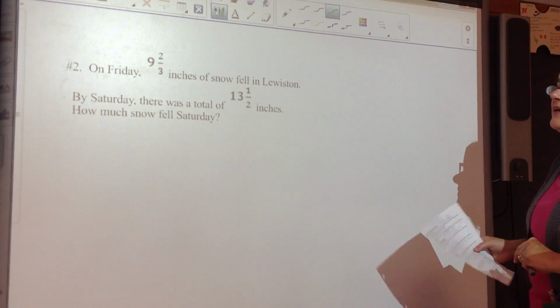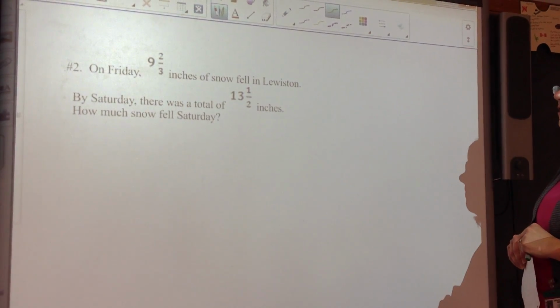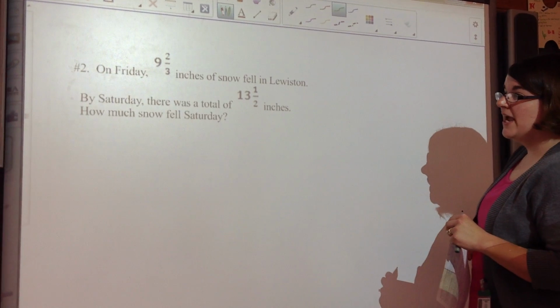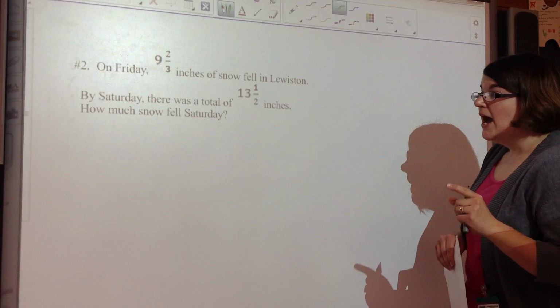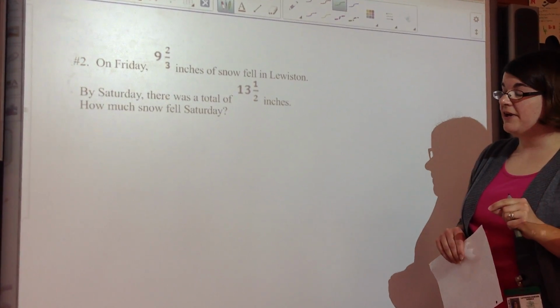It says on Friday, 9 2/3 inches of snow fell in Lewiston. By Saturday, there was a total of 13 1/2 inches. How much snow fell on Saturday?